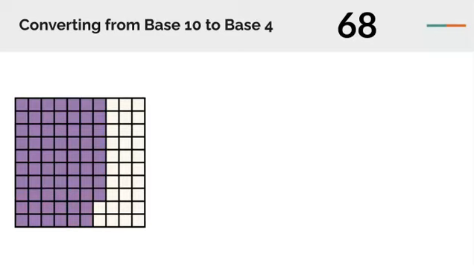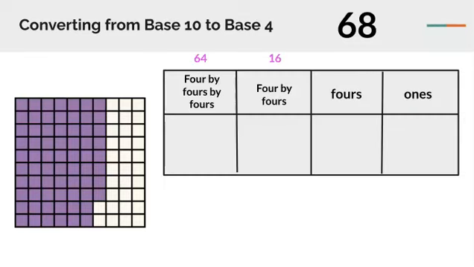Let's try converting this to a different base. Let's do base 4. We'll use the same process. Here's my 68 in base 10, and it's modeled so I can start making my groups of 4. Again, I made a place value table for my 4s. There's 1s, 4s, 4 by 4s, which is 16s, and 4 by 4 by 4s, which is 64.